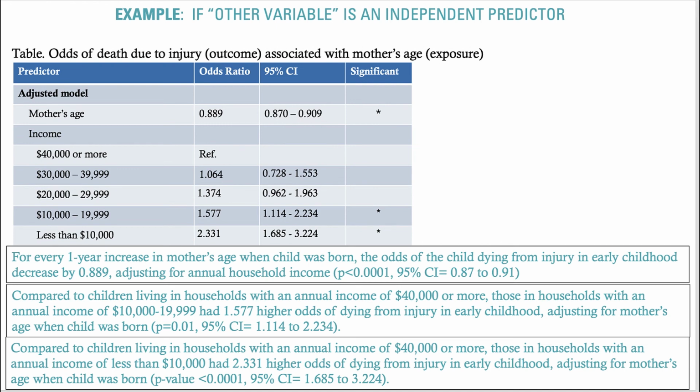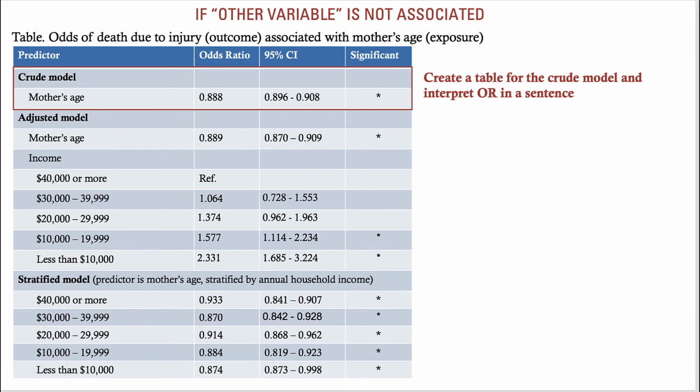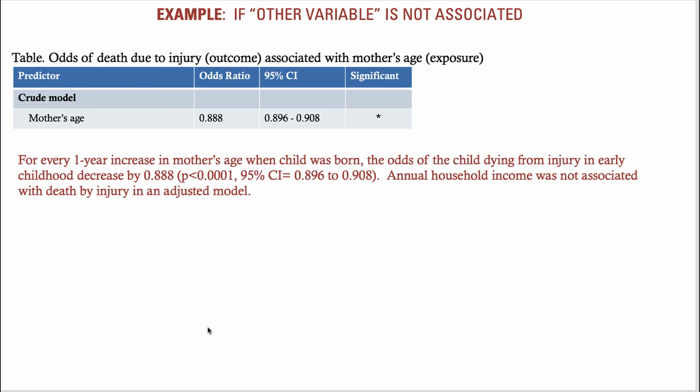So here's our example of what we would do if we found that the other variable is an independent predictor. We would write a sentence interpreting each one of the significant odds ratios. And finally, if the other variable is not associated, we would just have to make a table of the crude model and interpret that odds ratio in a sentence, which is exemplified here.